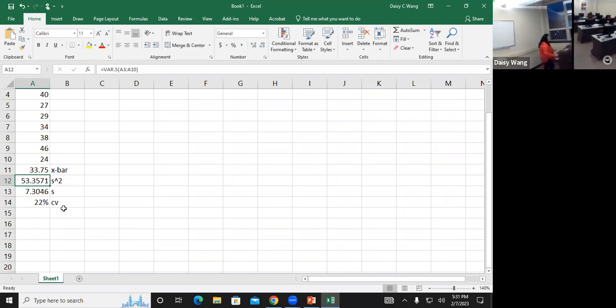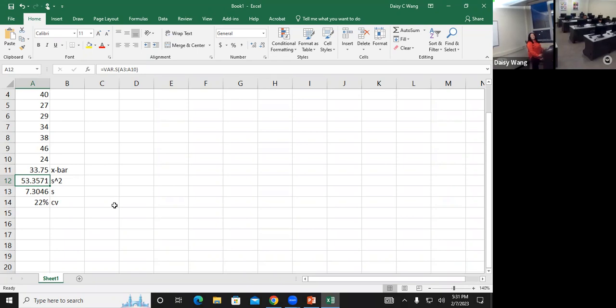So it's just the S divided by X bar, the standard deviation divided by the average. Okay, so that's it.